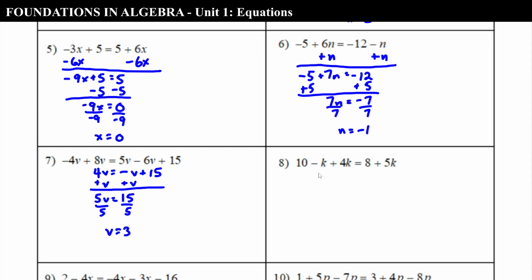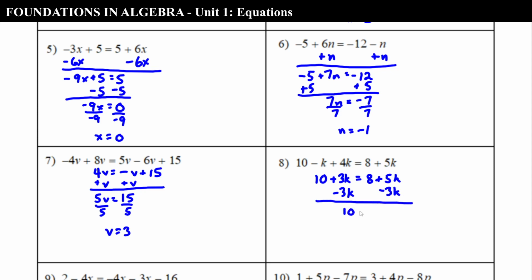For number 8, we have two k terms on the left side. So we're going to combine those k terms. 4k minus a k gives us a 3k. And then over on the other side, there's nothing to combine, so we'll just write it down. Now we move things. Now this one I'm going to show you where it doesn't really matter what side you put the variable on. And sometimes it's easier because it keeps you from having to deal with negatives. So I'm going to subtract 3k from each side here.